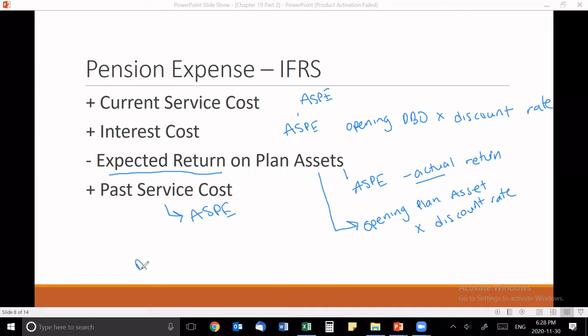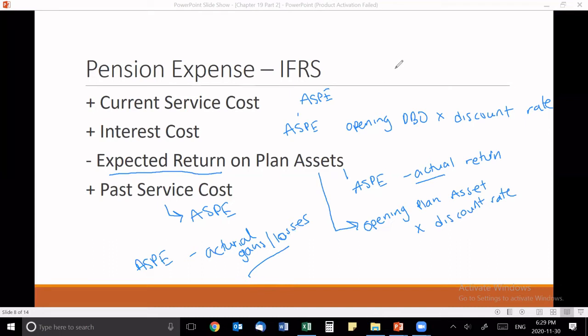Another thing that ASPE has for your pension expense that IFRS doesn't are these actuarial gains and losses, which we don't have here in IFRS, and I'll show you where we incorporate those. Okay, so 4 things go into pension expense for IFRS, 5 things go into pension expense for ASPE. So it's a little bit different here.